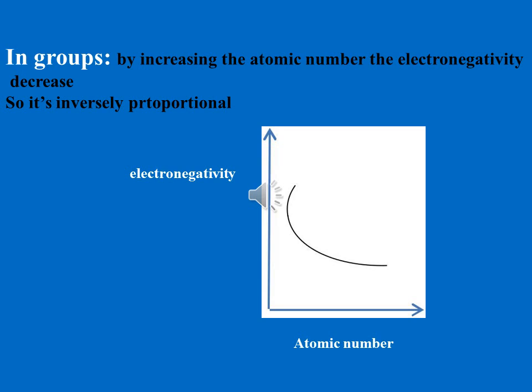So again, in groups, the number of energy levels increases, and as the number of energy levels increases, electrons are far away. The distance between the electrons and the nucleus is increasing. Electrons are far from the nucleus, so the nucleus can't attract them, so the attraction is decreasing. That's why electronegativity is also decreasing. So in groups, by increasing the atomic number, electronegativity decreases, and it's inversely proportional, an indirect relation between electronegativity and the atomic number.